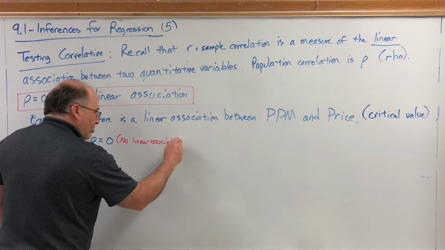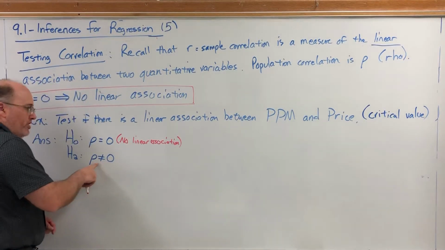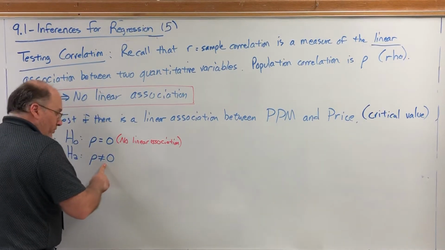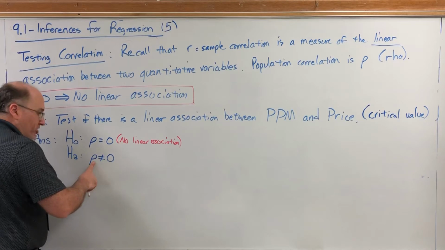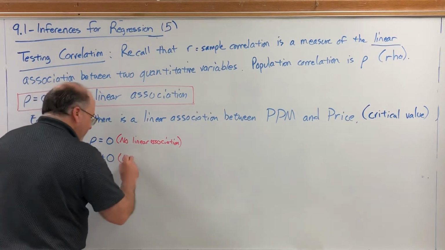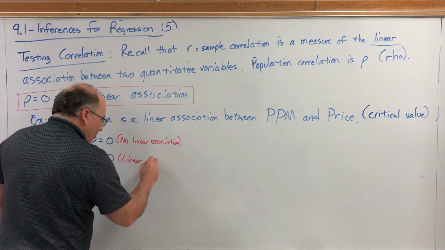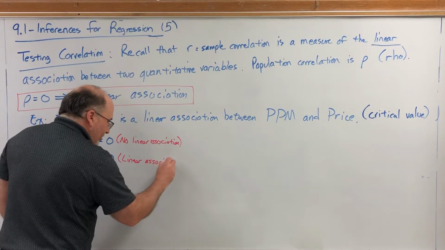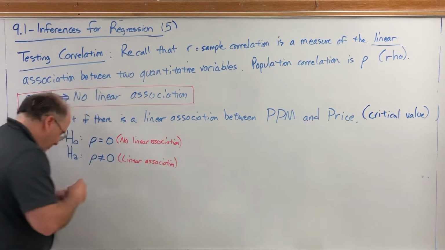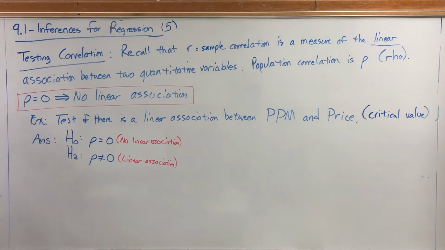And of course, saying that the population correlation is not equal to 0 is saying that there is a linear association. It might be a weak linear association, but it's better than having none.